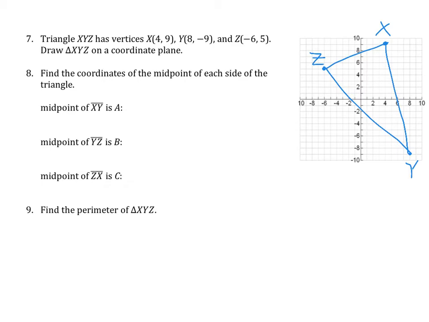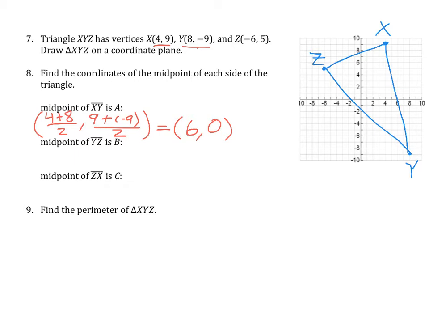Number 8, they want us to find the 3 midpoints. So first they want the midpoint of x, y. So let's add the x's together. 4 plus 8, divide by 2. And add the y's together. 9 plus negative 9. And divide by 2. So the midpoint there is 12 divided by 2 is 6, and 0 divided by 2 is 0.